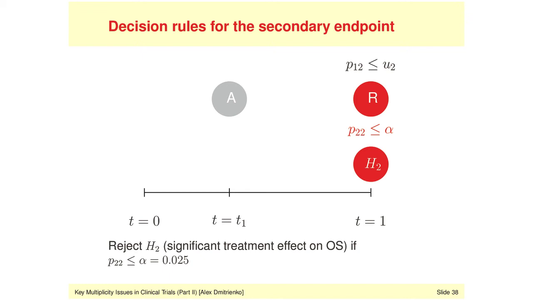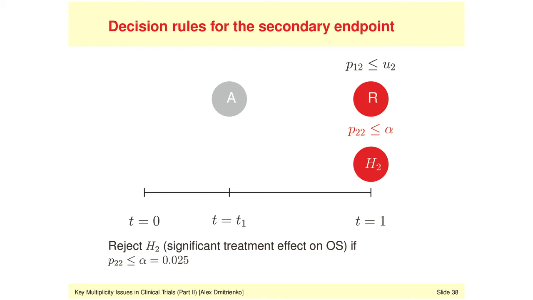That is a fundamental difference between scenarios 1 and 2. Once again, in scenario 1, there were two possibilities for us to examine the treatment effect on overall survival. This could have been done at the interim analysis or at the final, and in scenario 2, under no circumstances can we assess the overall survival effect at the interim analysis.